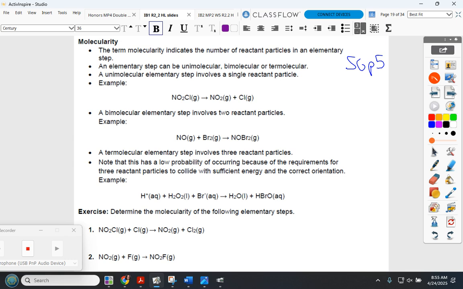So you can just look at the various examples. Hopefully you can see that both of these are going to be bimolecular because they have 2 different reactants. Okay.